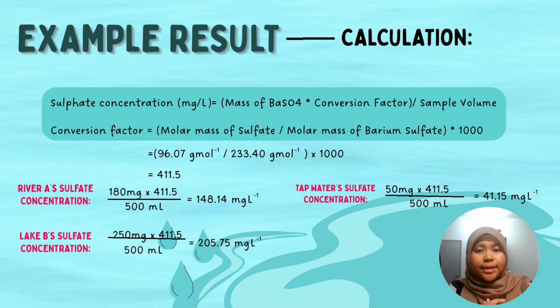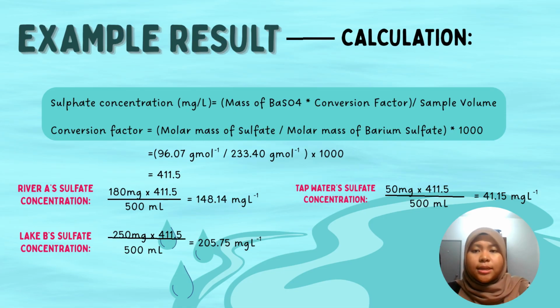After the procedure is completed, an example calculation is shown using three types of water sample, which are lake, river, and also tap water. The sulfate concentration is calculated using this equation. Sulfate concentration in milligrams per liter is equal to the mass of barium sulfate multiplied by the conversion factor, which then will be divided by the sample volume. The conversion factor is obtained from the ratio between the molar mass of sulfate and the molar mass of barium sulfate.